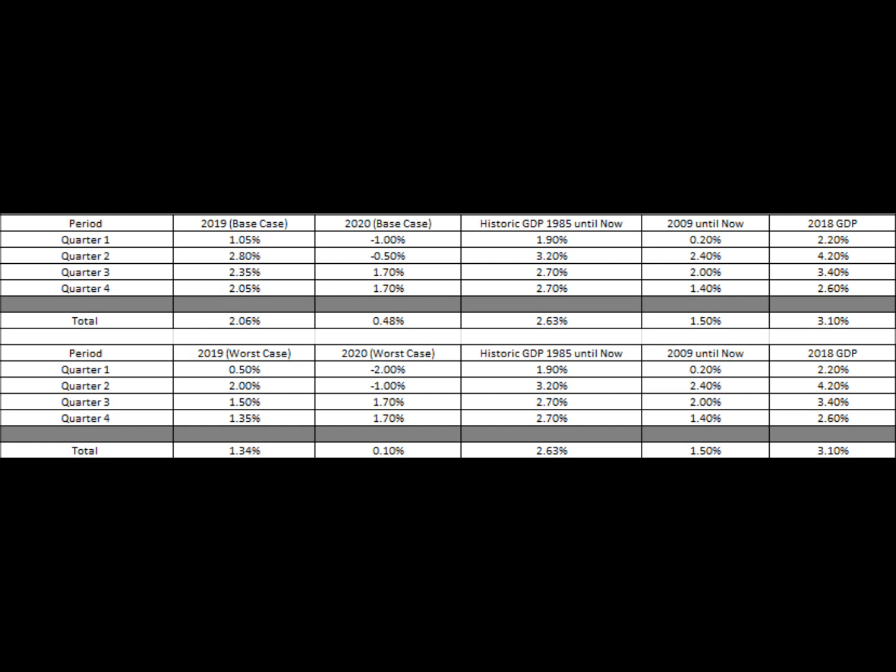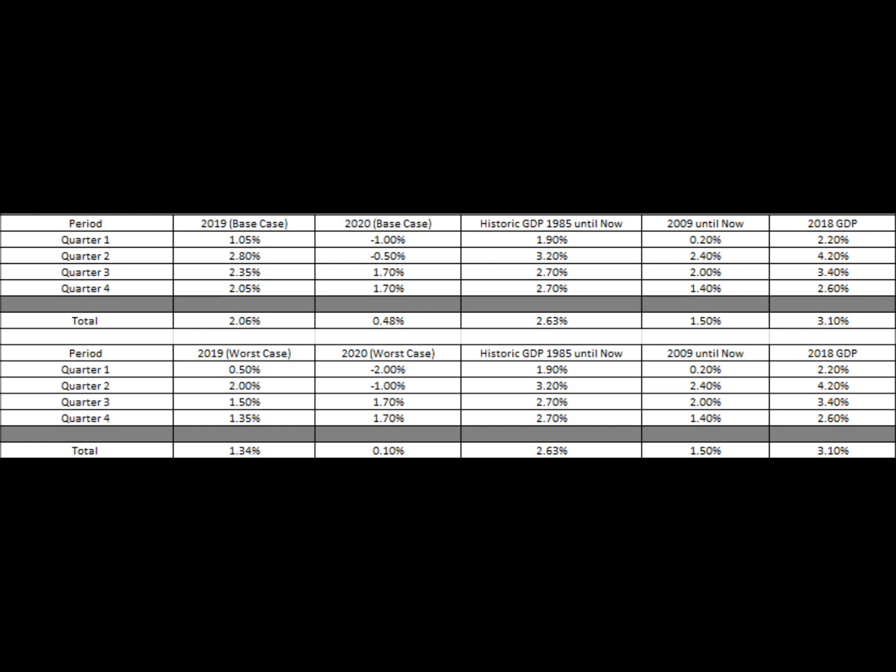Historically speaking, GDP in the first quarter has been about 1.9%. Last year in 2018, it was about 2.2%. Second quarter historically has been 3.2%. Last year was 4.2%. Third quarter historically has been 2.7%. Last year, 2018 GDP was 3.4%. Fourth quarter was 2.7% historically, and then last year was about 2.6%.